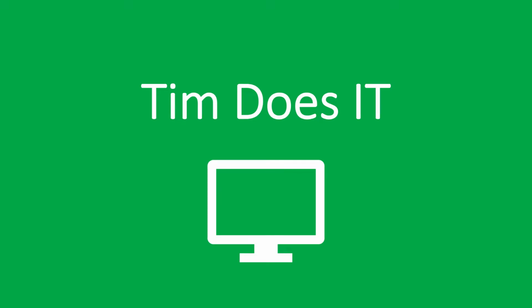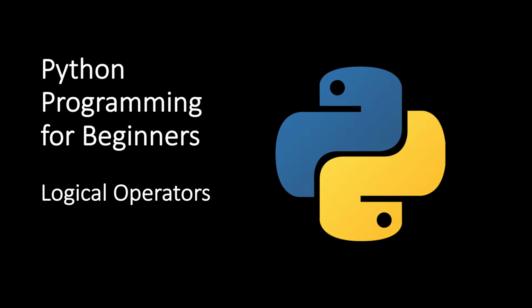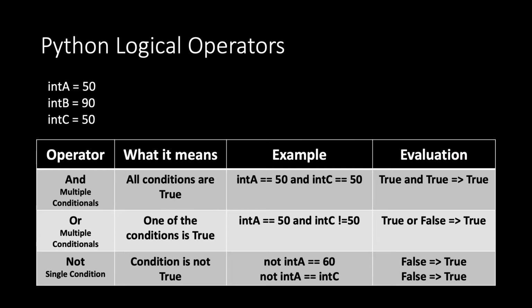Today what we're going to look at is Python logical operators. So in Python we have three logical operators. We have something called the AND, the OR, and the NOT. The AND and the OR work with multiple conditions, whereas the NOT just basically reverses it. It changes true to false and false to true. So we're going to take a look at these, so hang on.